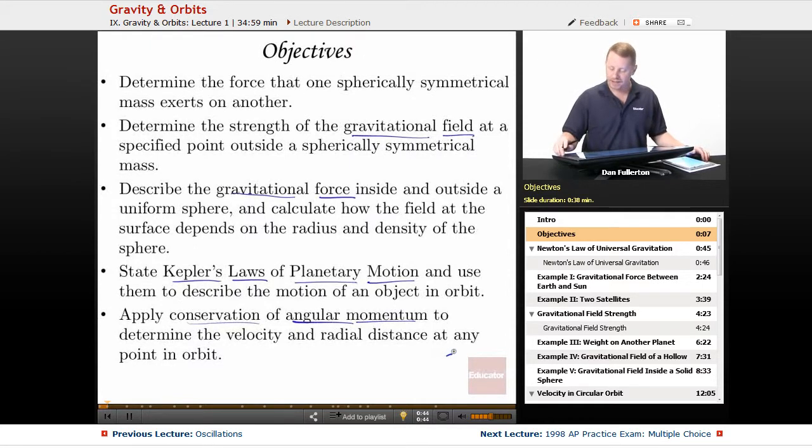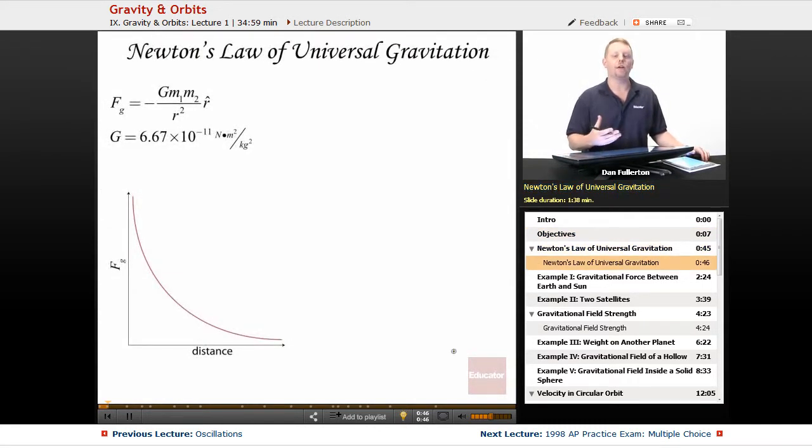So let's start by taking a look at Newton's law of universal gravitation. The force of gravity, the force of attraction between any two objects with mass, is given by this formula: minus capital G, a constant, a fudge factor to make the units work out, times the mass of your first object, times the mass of your second object, divided by the square of the distance between their centers. And r hat, this means it's in the direction of r hat.